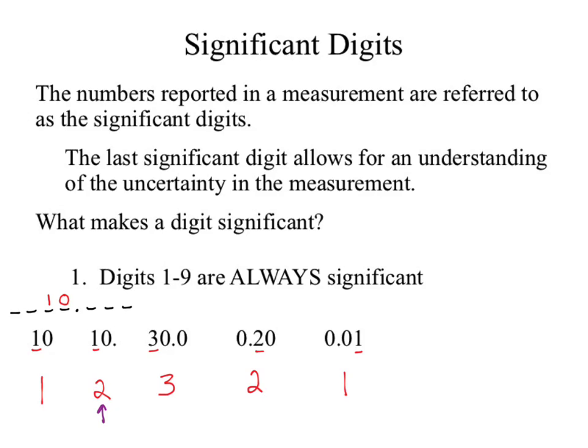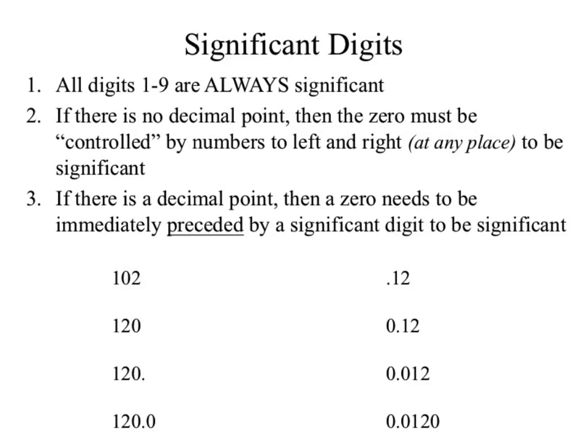Third 0 becomes a sig fig. And so what we're trying to do is develop a system that allows us to differentiate that. That system is the rule set that you saw in class or in lab. If there is no decimal point, the 0 must be controlled by numbers to the left and right, at any place to the left and right. If there is a decimal point, then the 0 needs to be immediately preceded by a significant digit to be significant.